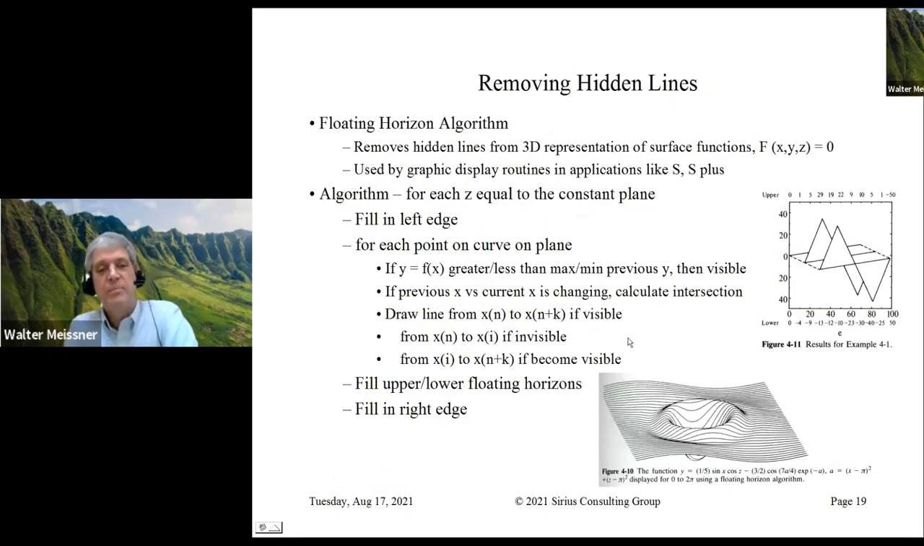Okay, so after that, I'm going to talk about hidden line and hidden surface removals. There's quite a number of ways this can be done. One is called the floating horizon algorithm, and this is just for removing hidden lines. So this removes hidden lines from a 3D representation of surface functions, f of x, y, z equals 0. And it's generally used by graphic display routines and applications like S and S plus and so on.